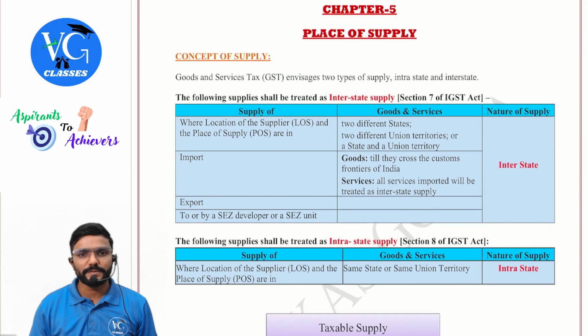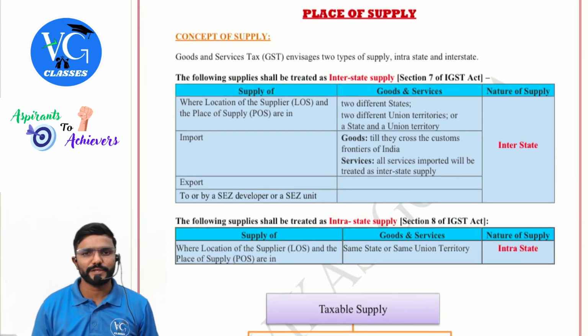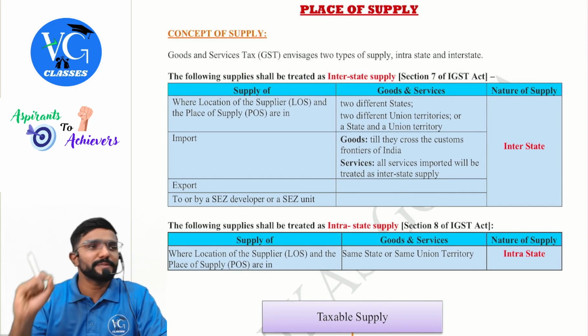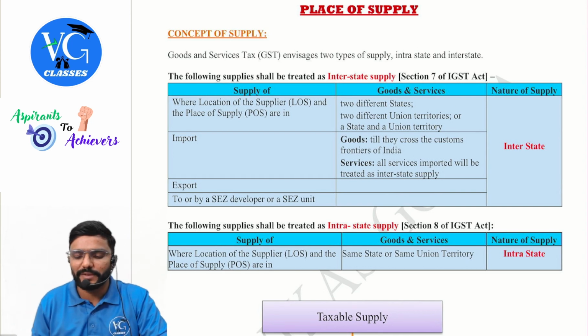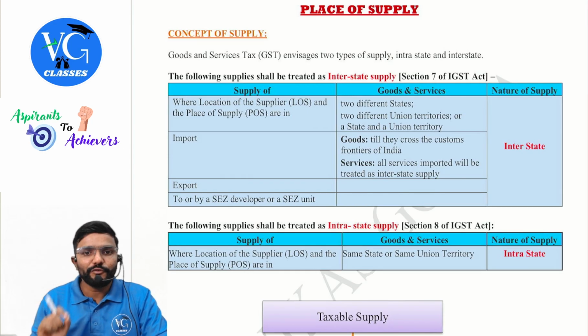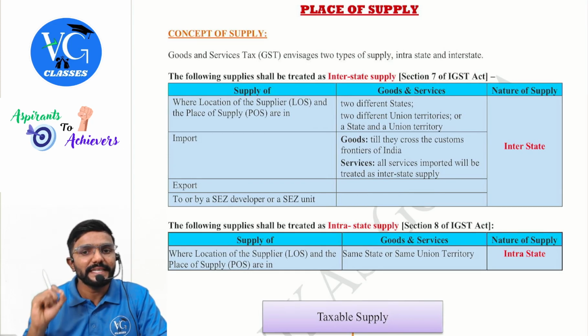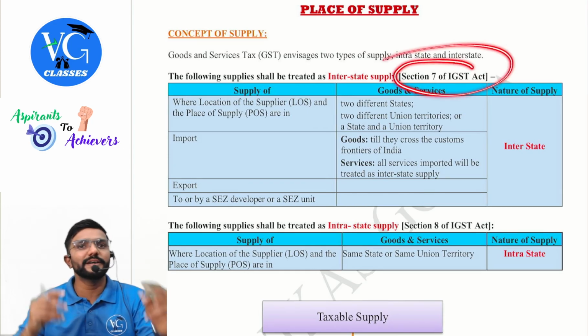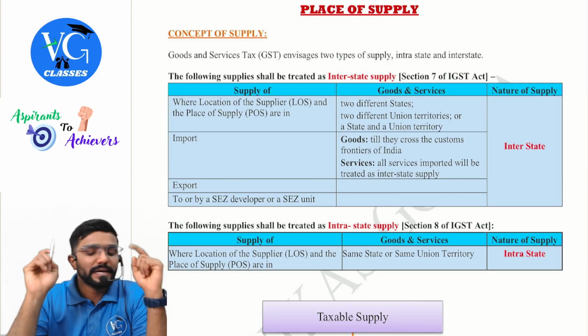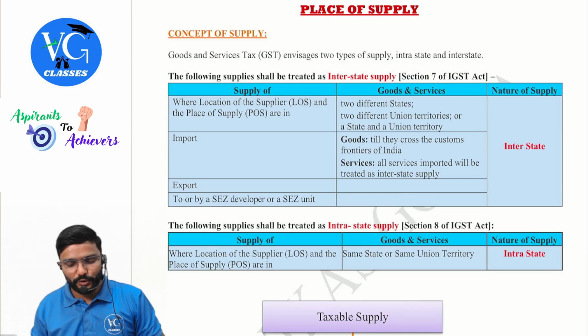So the concept of supply, or we also call it the nature of supply. Goods and service tax envisages two types of supply, which is intrastate as well as interstate. The following supplies shall be treated as interstate supply. Guys, whatever we will be learning in this chapter is from the IGST Act. Clear? Now coming to the sections.